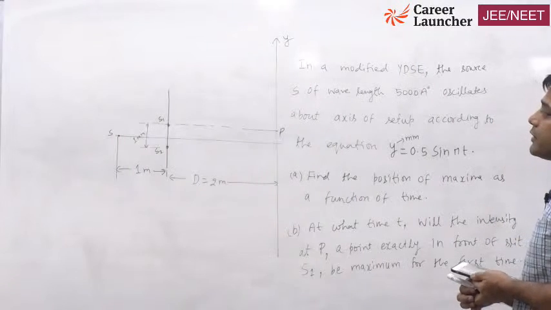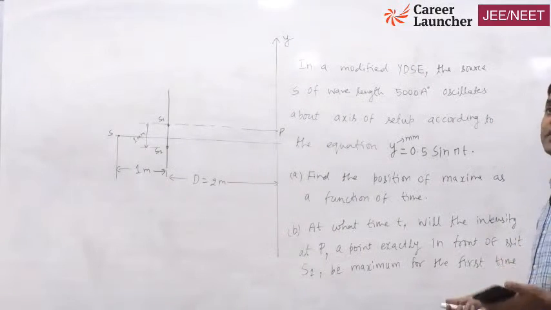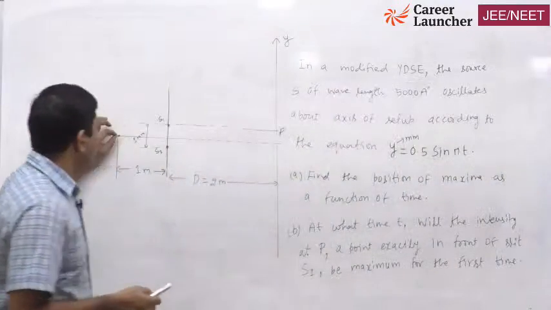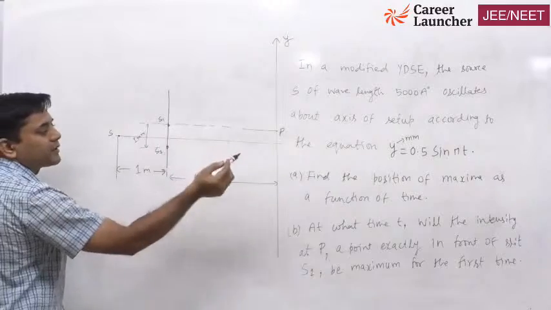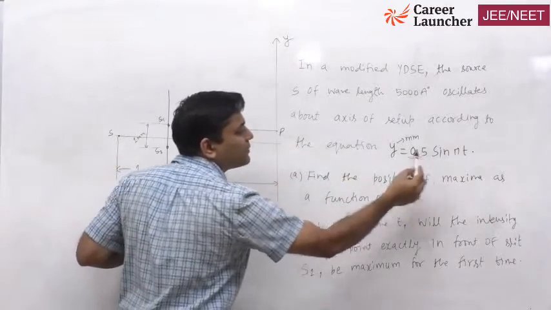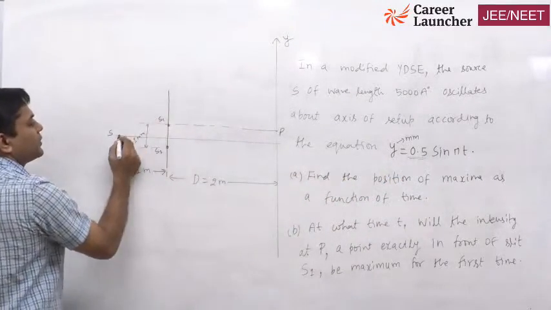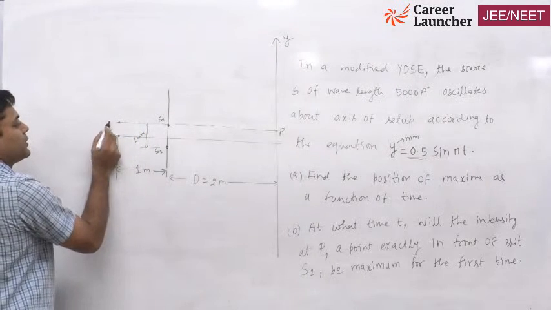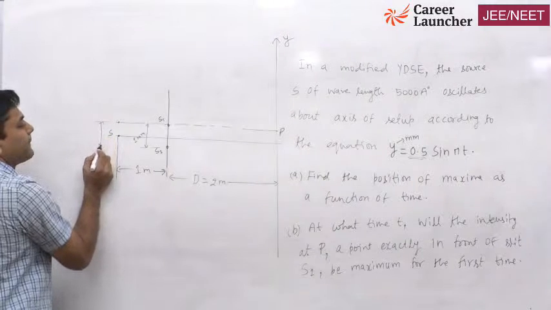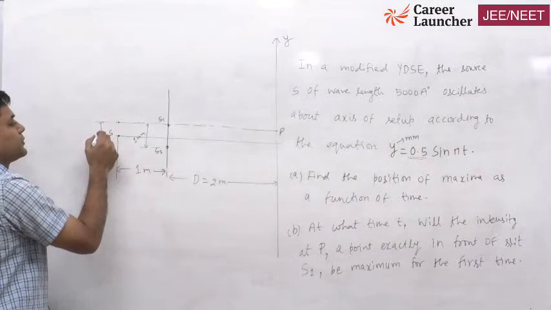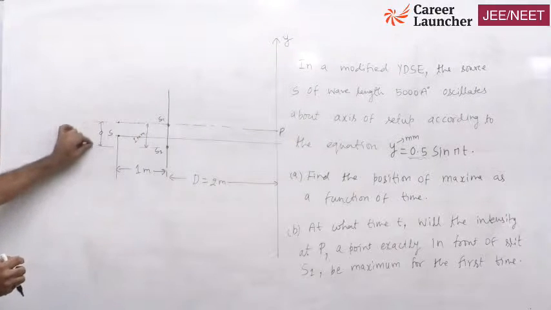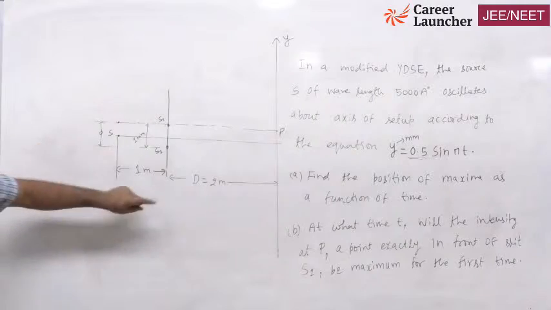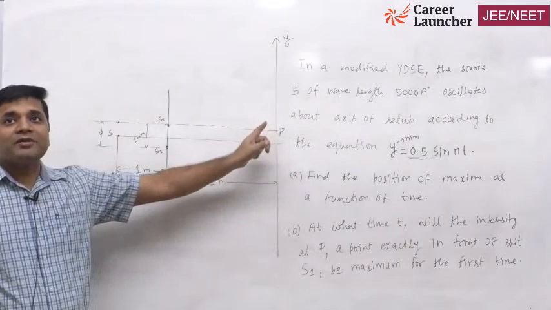So you can see that's a very conceptual question, because it's not an ordinary question of YDSE, it's a modified one where this source S is oscillating. You can see that according to this the amplitude is 0.5 mm and this is 1 millimeter. So it is oscillating between these two, and it will oscillate like this. Because of this, the maxima position will also keep on changing.